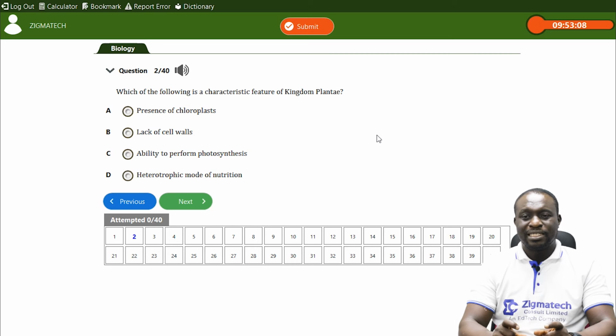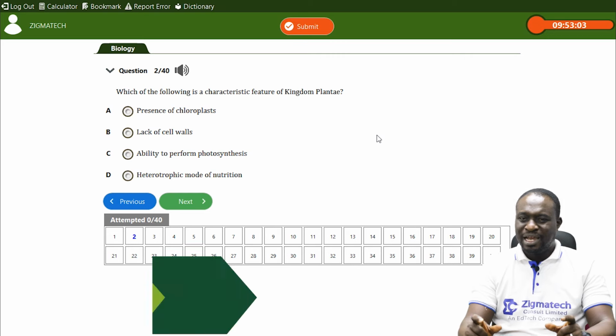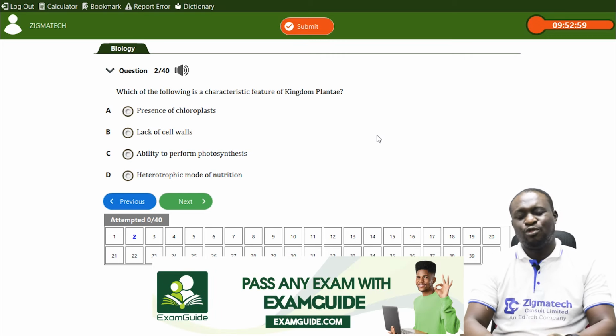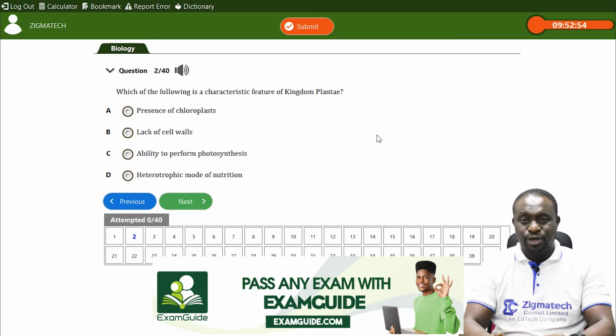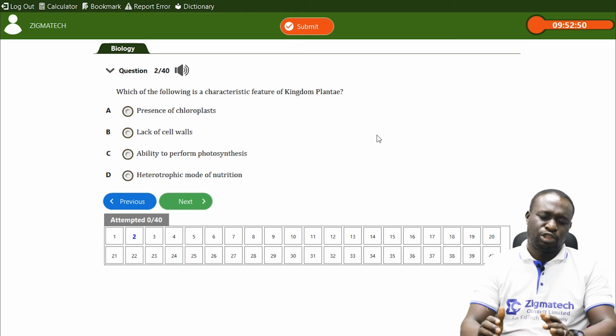And option D says heterotrophic mode of nutrition. That is simply out of the question. Heterotrophic nutrition is not a mode of nutrition or a type of nutrition that is found in kingdom Plantae. No, sir. No. But let's take a look at option C and option A.